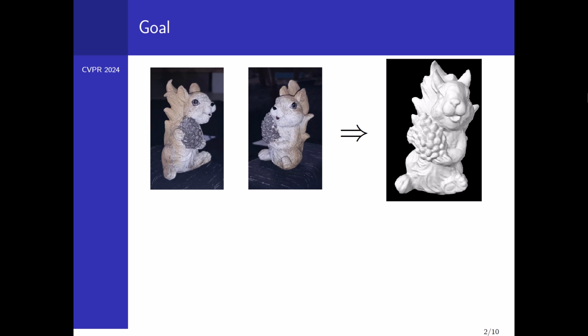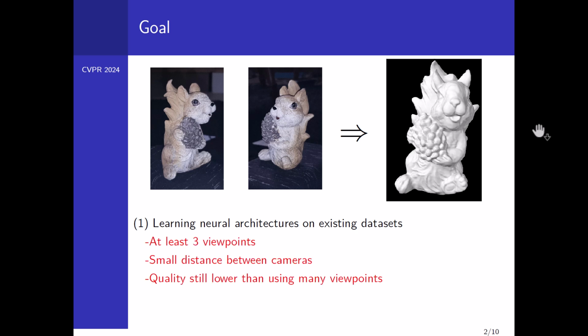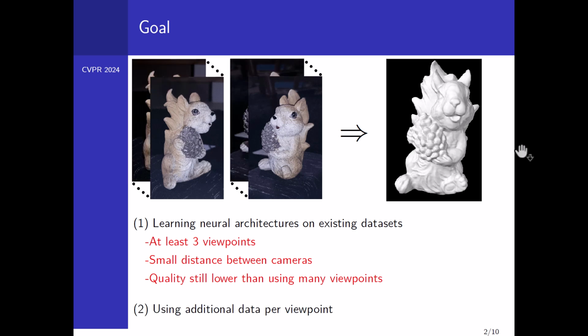Because of the highly ill-posed nature of this problem, most of the approaches nowadays consider pre-trained neural architectures on existing datasets in order to infer the 3D model. However, this comes with many limitations. For example, currently at least 3 viewpoints are required. The distance between the cameras has to be small, and the quality is still lower than what we can obtain when using many viewpoints.